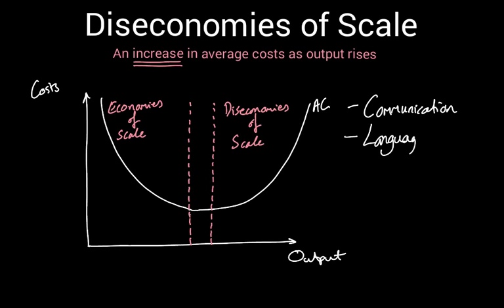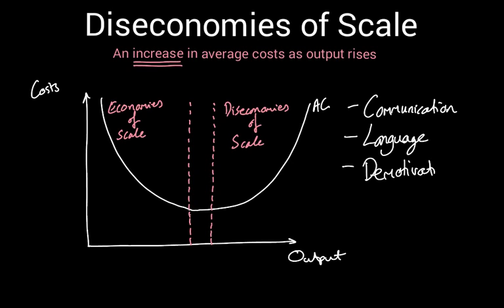Related to it, specifically if we're talking about overseas expansion and so on, there can be language barriers, which may necessitate, for instance, employing translators and things like that. Now, those translators obviously will increase the average cost, but won't directly contribute to output, which will mean that they constitute a diseconomy of scale.